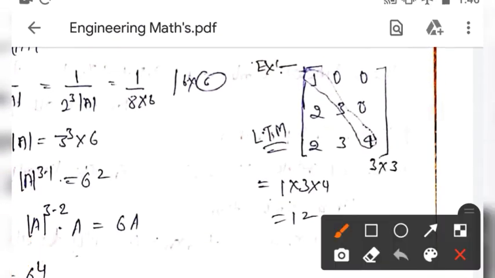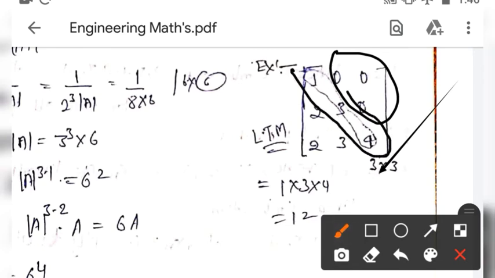One example is given here, which is a lower triangular matrix. Lower triangular matrix means that above the principal diagonal, all the terms will be 0. So here it is 0, that is why it is called a lower triangular matrix. If the lower part is 0, then it is called an upper triangular matrix. This is of order 3 cross 3. The determinant of this matrix is just the product of the principal diagonal elements. This is the principal diagonal, so 1 cross 3 cross 4 will give you the determinant of this lower triangular matrix. Okay, so this is very simple.